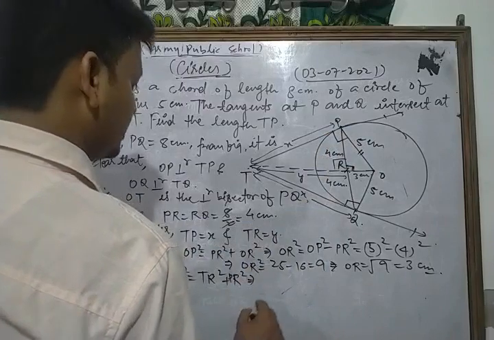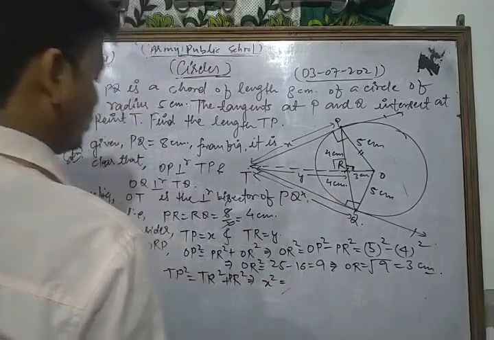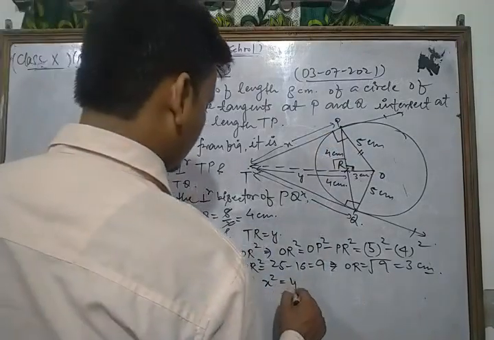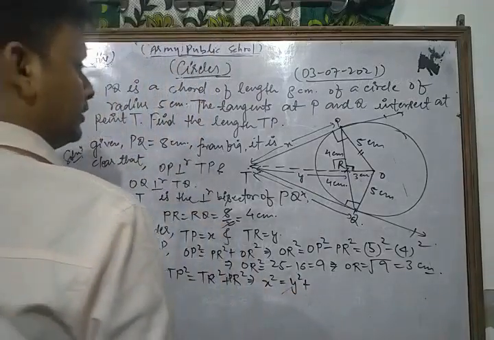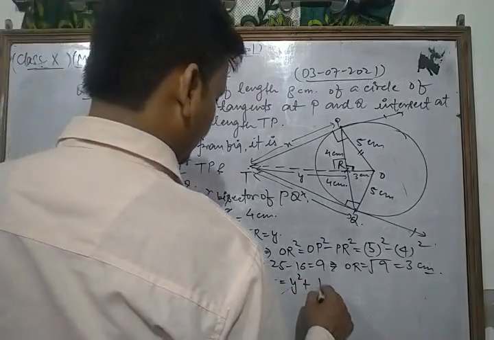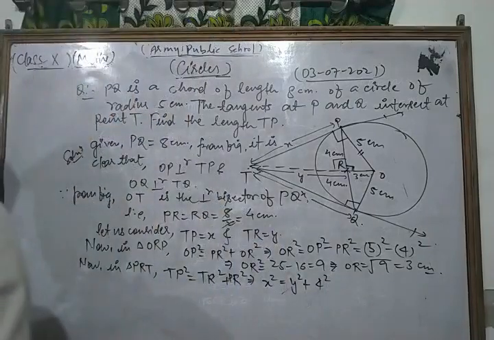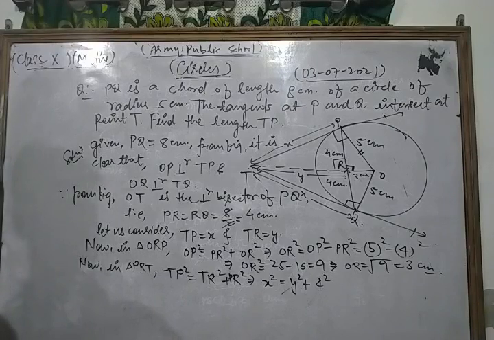So from there TP is X, so X square is equal to TR is Y, Y square, PR is 4, 4 square. So we get TP square is TR square plus PR square.